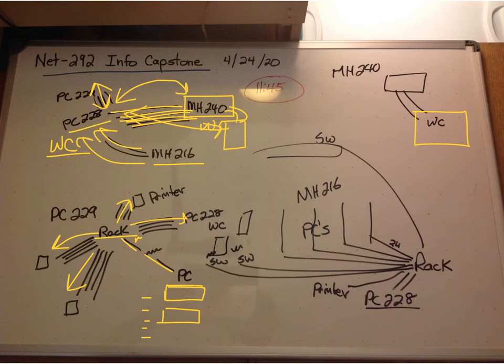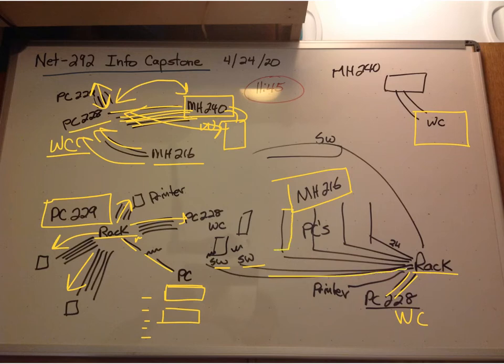Now, in 216, I should put a box around there, 229. In 216, we have a rack in the front, and there's a couple lines that go back to 228, the wiring closet, so that's how it connects back in. We'll do a little summary of this. There's these tables in the back that have switches sitting on them. They connect back to the rack, and then we have all the tables.